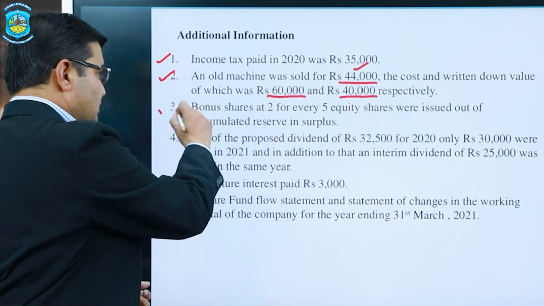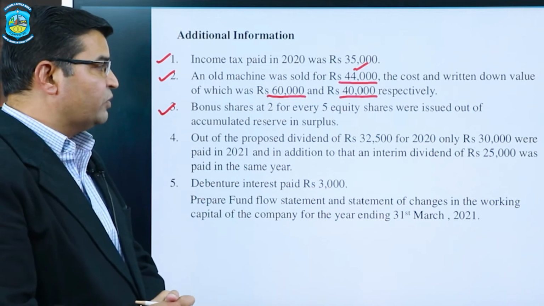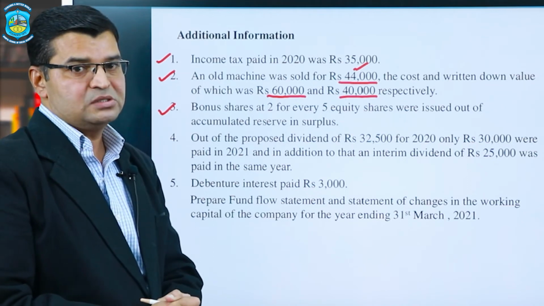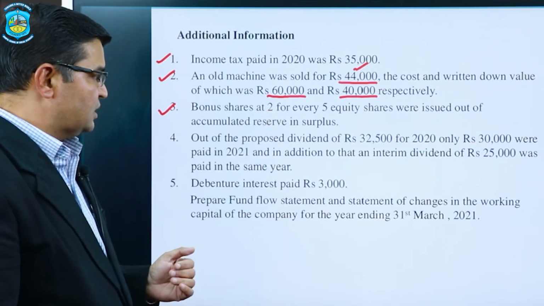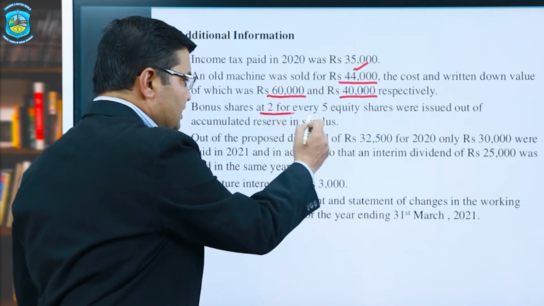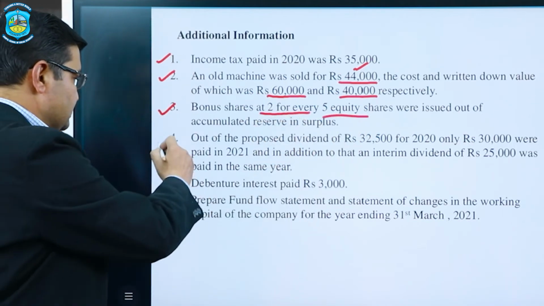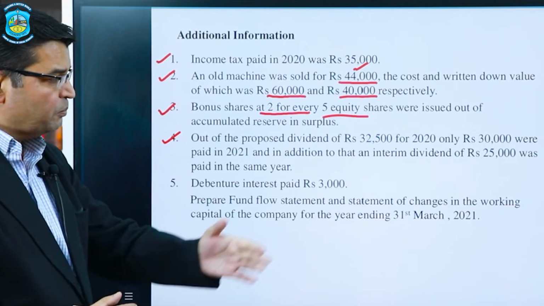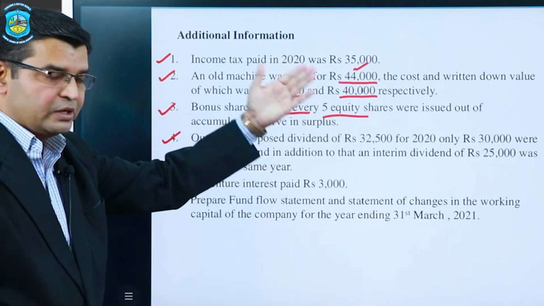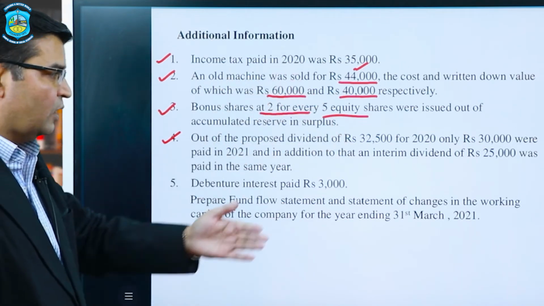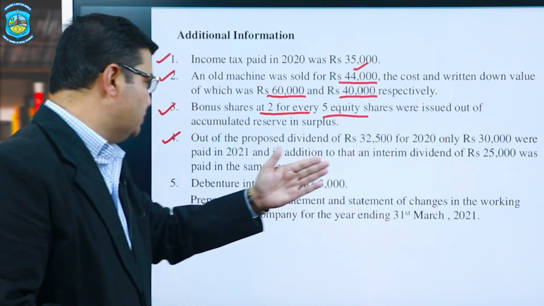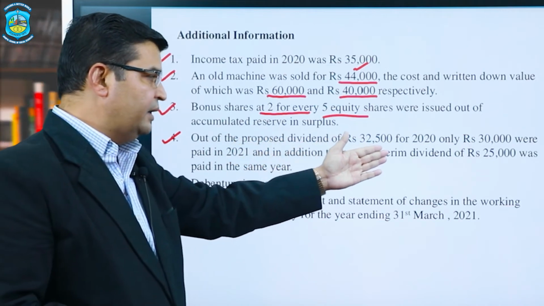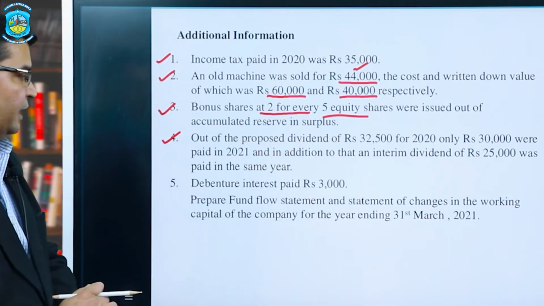Then third, bonus shares at 2 for every 5 equity shares were issued out of accumulated reserve and surplus. While solving this question, I'll explain to you how to issue these shares. Okay. Next is the fourth point. Out of the proposed dividend of rupees 32,500, the company has already proposed this total dividend of rupees 32,500, out of which for 2020 only 30,000 rupees has been paid in 2021, and in addition to that an interim dividend of rupees 25,000 was paid in the same year.